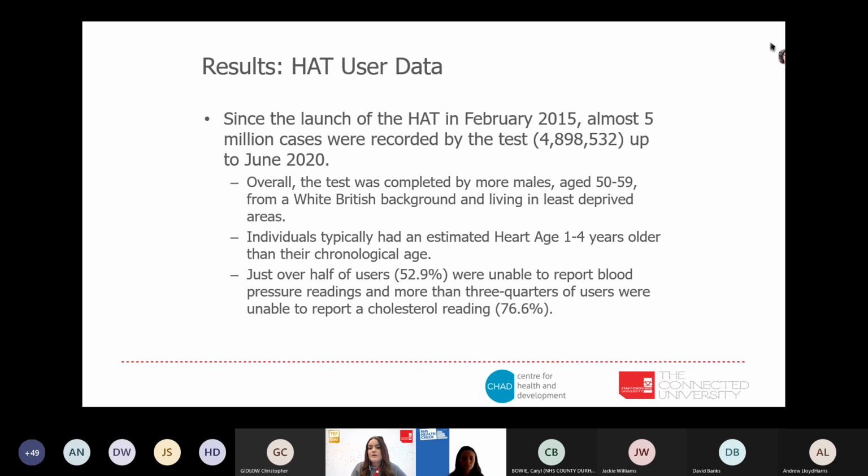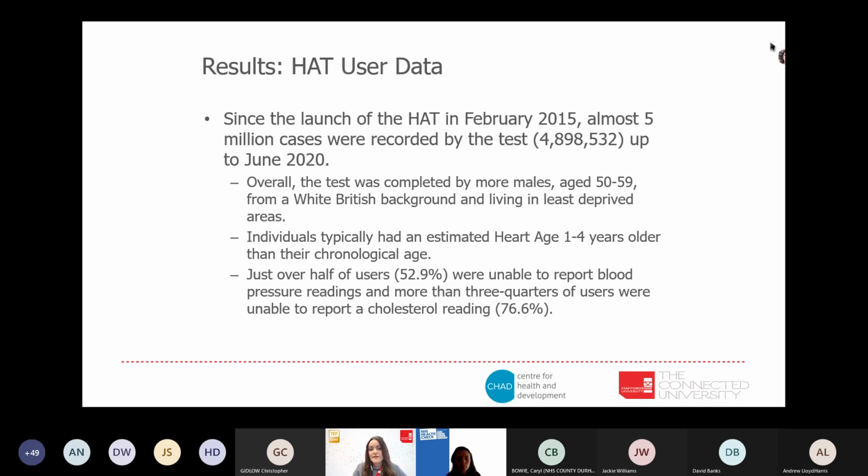So to start with the HAT user data, since the launch of the test in February 2015, almost 5 million completions were recorded by the test up to June 2020. Overall, the test was completed by more males aged 50 to 59 from a white British background and living in least deprived areas, which was found to be similar to the previous assessment that was published in 2016.